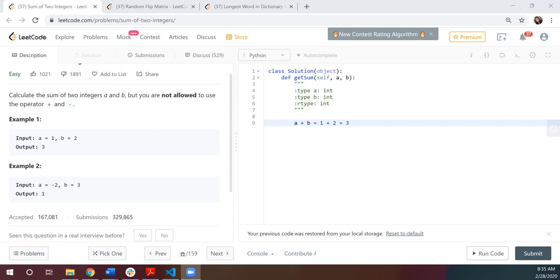I think we can use a bitwise operator to work on this. So I think using an XOR would help here. XOR and AND, I think, would help. Yep. Okay, bitwise operators like XOR and the AND operator would work here, I guess. Okay, AND operator. Okay.